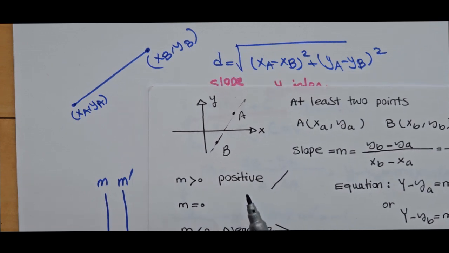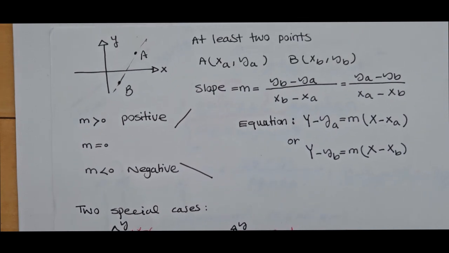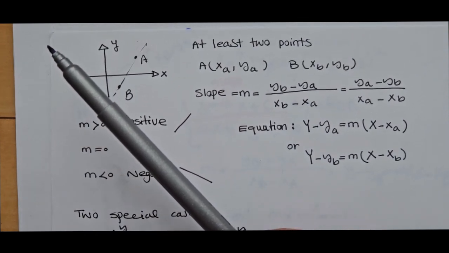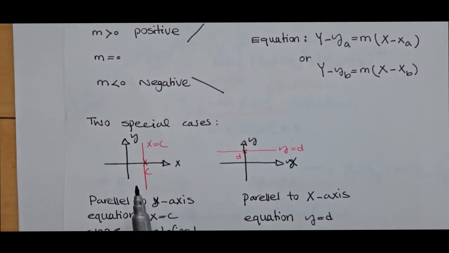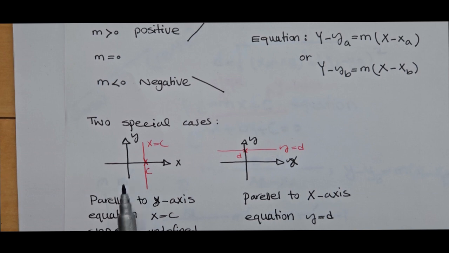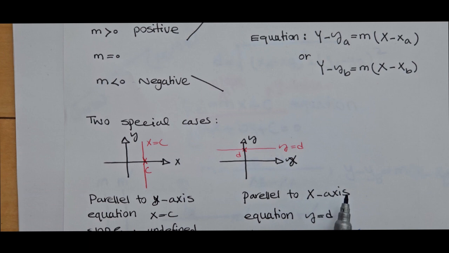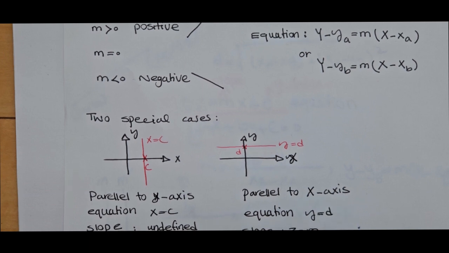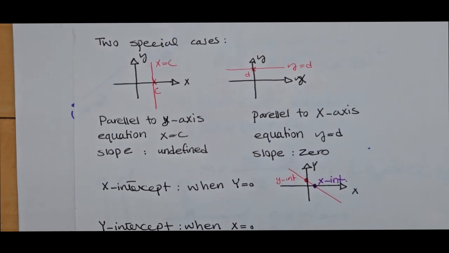Okay, so you would have different scenarios, as I just mentioned. See, positive slope, then you would have negative slope, which I don't have here, but it would be a line going this way, okay? Then you would have a line which is parallel to the y-axis, then the slope is undefined, and then you would have another line parallel to the x-axis, and the equation is y equals d, and the slope is 0. Okay, so now if you have a line, if you draw the line, you need to create a table from x and y.